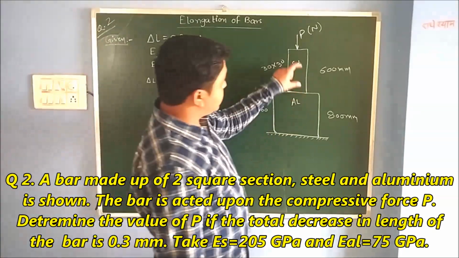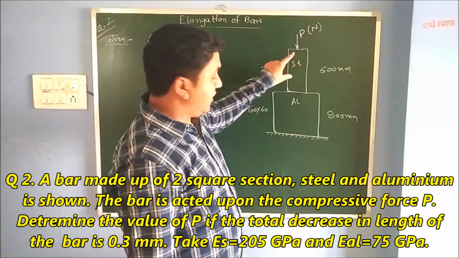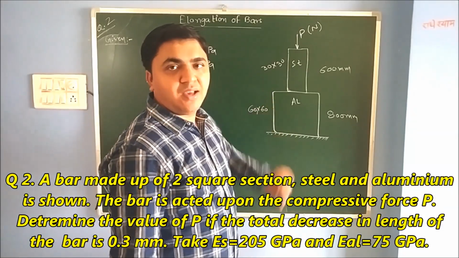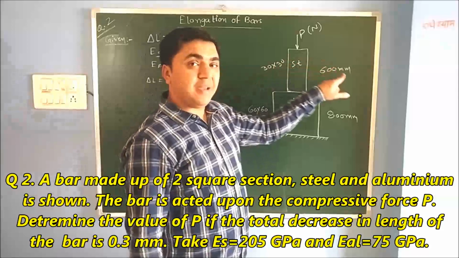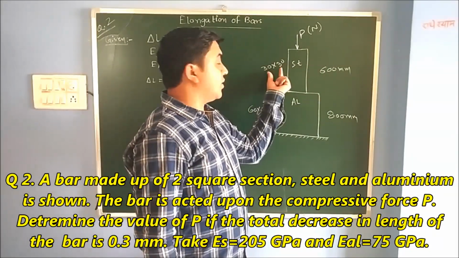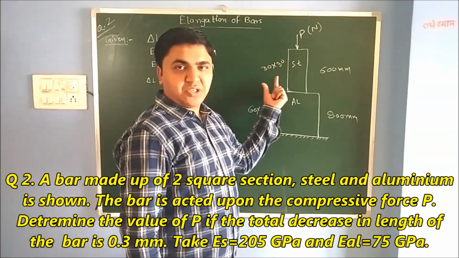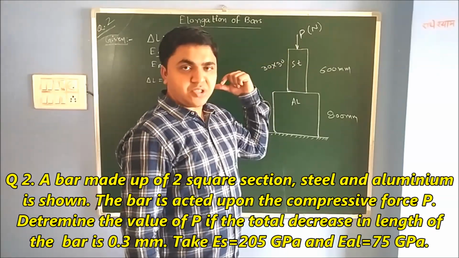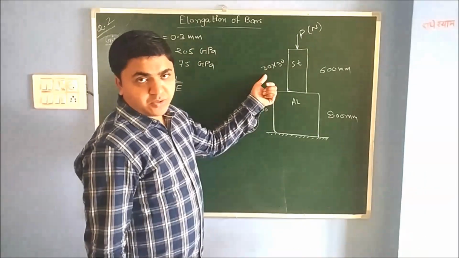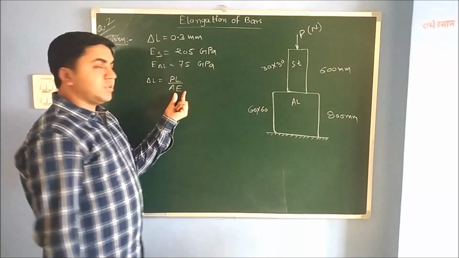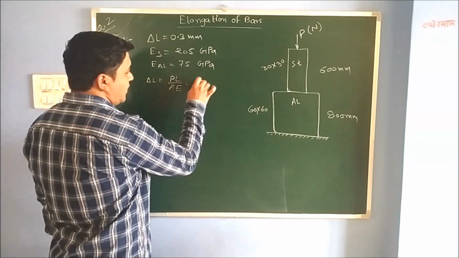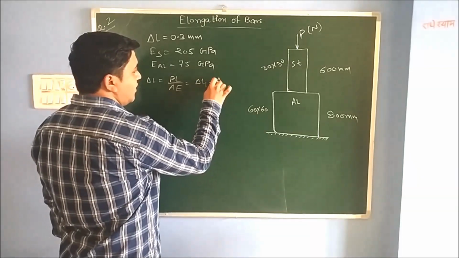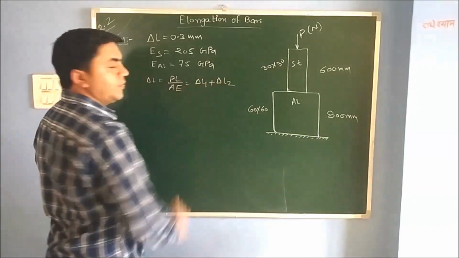Now we have two sections. One is made of steel and the second one is made of aluminum. And all values are different. See, length is different, cross section is also different. It's a square cross section now, 30 cross 30 square cross section is there. So the cross section is different as well as the Young's modulus. Okay, so we'll do here delta L1 plus delta L2.